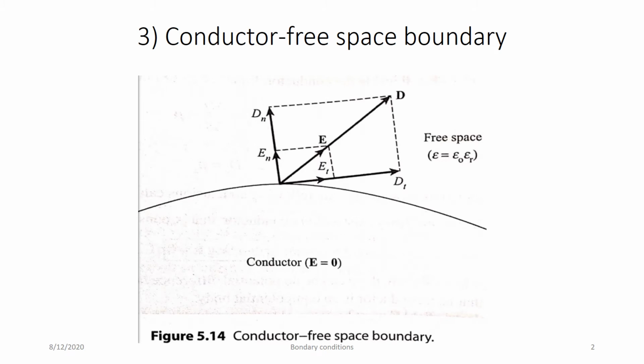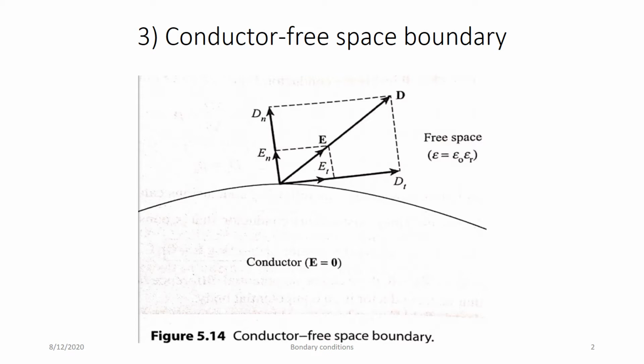So here now is a third boundary condition, and that is a conductor free space boundary. On one side of the boundary there is a conductor region, and on the other side is free space. When it is free space, as you know, epsilon r is equal to 1. So this is a diagram, and using this diagram we'll write the equation.